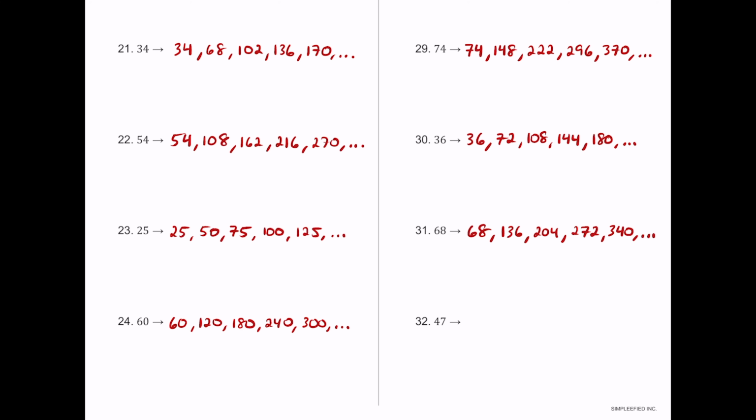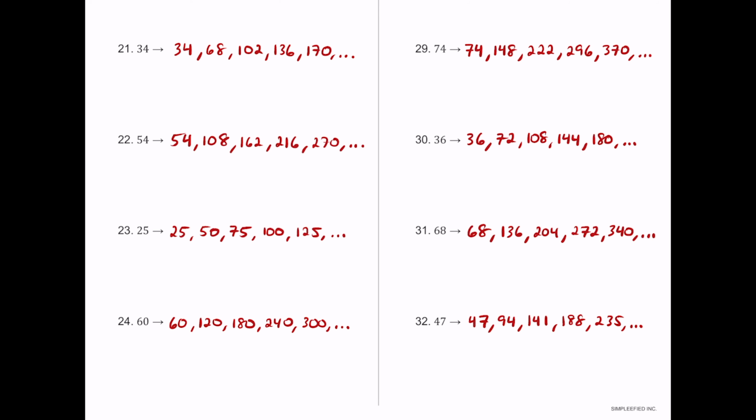For this last number, number 32, we have the number 47. So 47 times 1, 47 times 2 is going to be 94. 47 times 3 is going to be 141. 47 times 4 is going to be 188. And then 47 times 5 is going to be 235. Those are the first 5 multiples of 47.